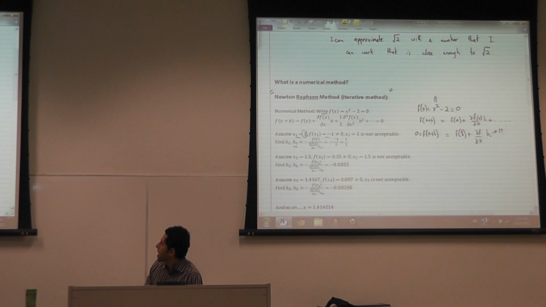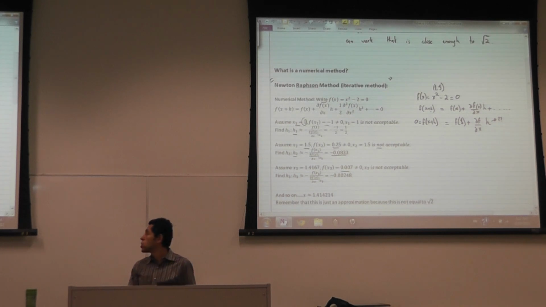So your new value is equal to 1.5. You try 1.5, you put it here instead of 1, and I have a better approximation. 1.5 squared minus 2 is 0.25, so you're getting closer to 0. It's still not acceptable because it's not close enough to 0. So you iterate this process and find another h2. h2 is equal to negative 0.0833. Now x3 is equal to this. f of x3 is not equal to 0, but it's close.